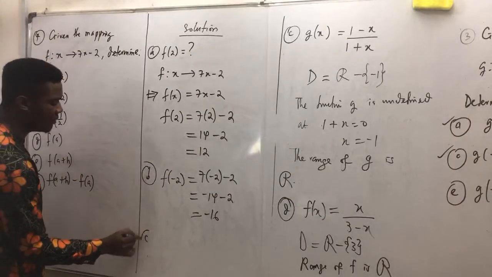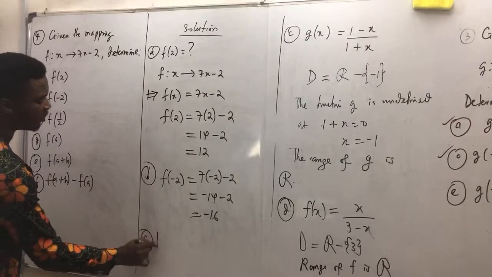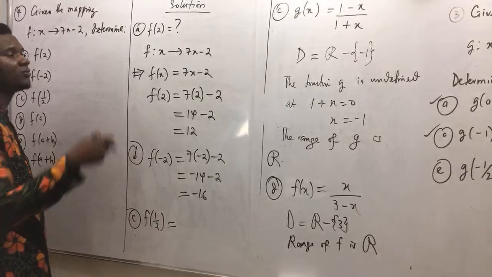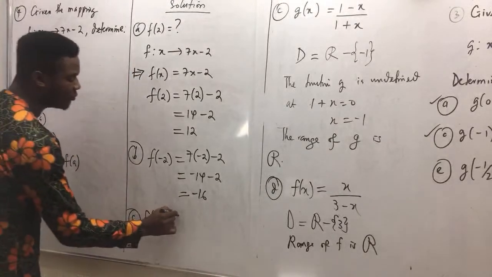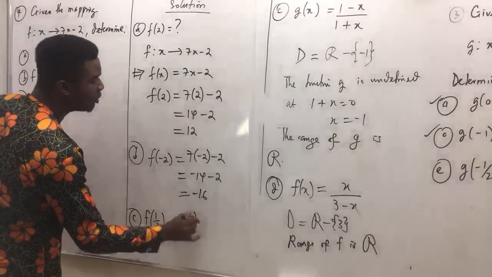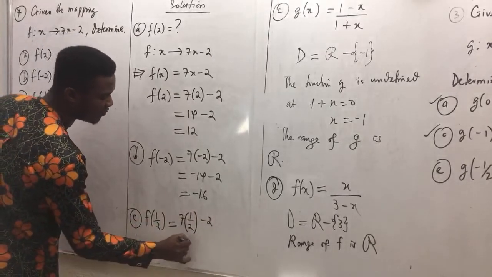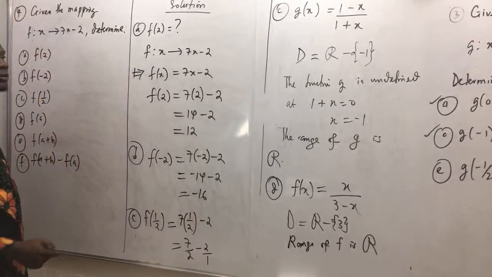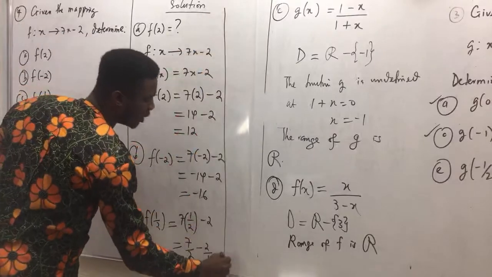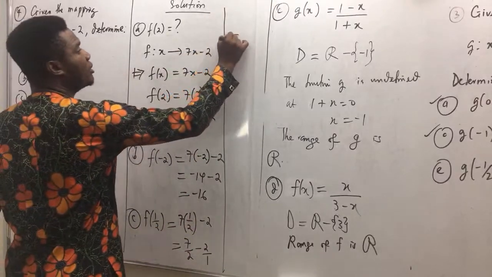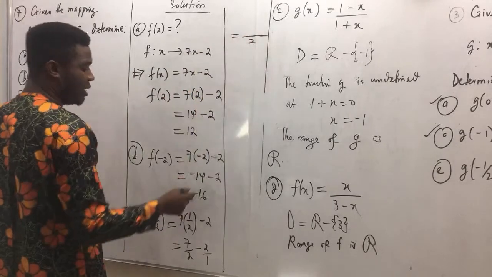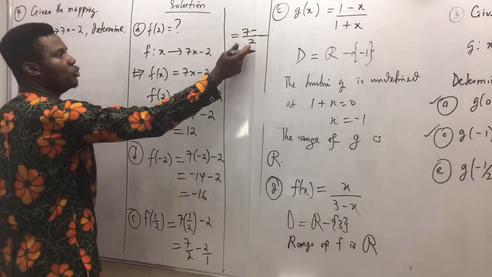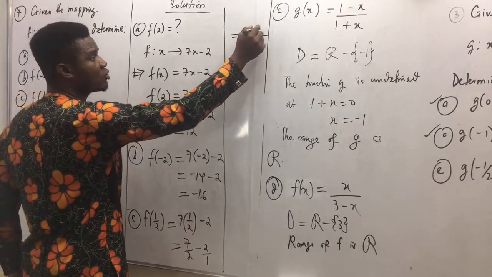Now, for C, if you are asked to find f of half, 1 over 2, it means in this case you will be putting 1 over 2 in place of x. So that would be 7 times 1 over 2 minus 2. And that will return 7 over 2 minus 2 over 1. So the LCM of 2 and 1, guys, is 2. So that will result in 2 being your LCM, and 2 in 2 is 1. 1 times 7 is 7. 1 goes into 2 to give you 2. 2 times 2 is 4.